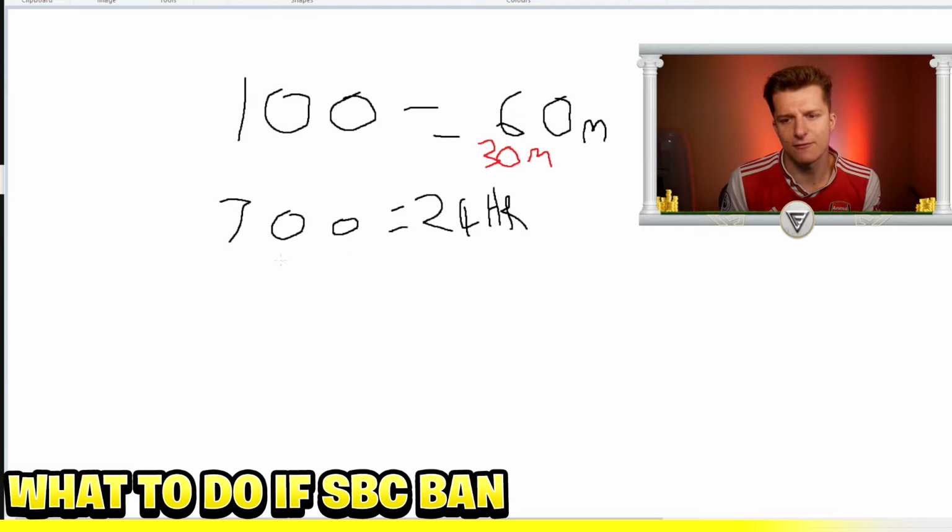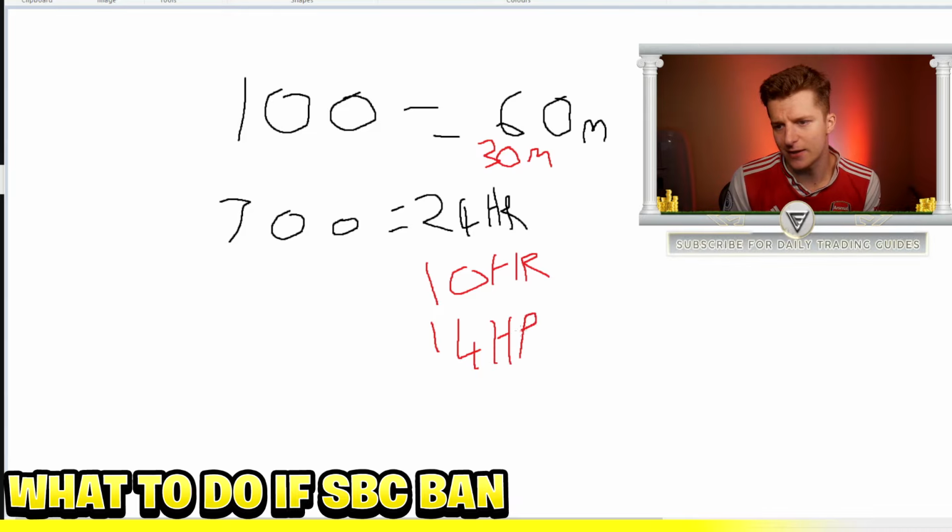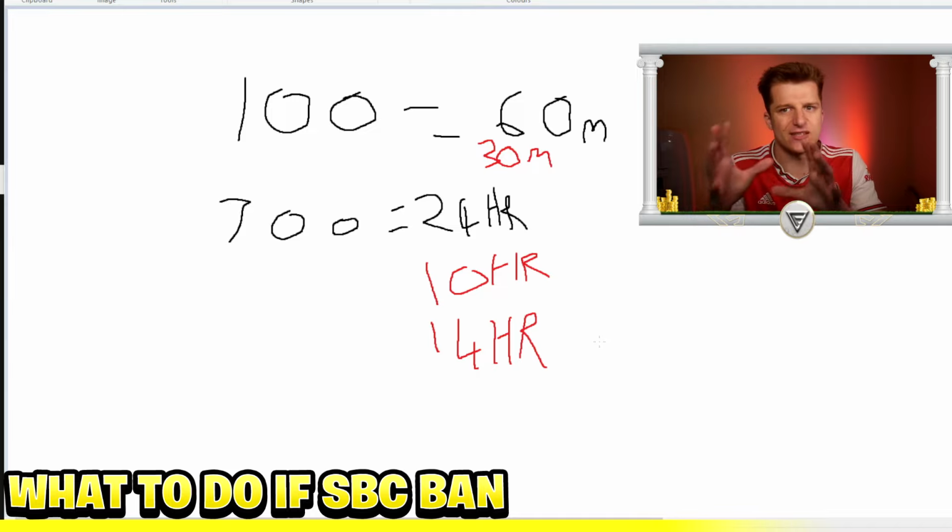Likewise, if you go and do your 700 SBCs in 10 hours, you would not be able to go and do any more SBCs for another 14 hours. Now, there is ways of getting around this, so yeah, we'll walk through that. Again, the exact numbers are not known, but this is roughly how it is. You can, again, roughly do about 100 SBCs every hour and roughly do about 700 every 24 hours.